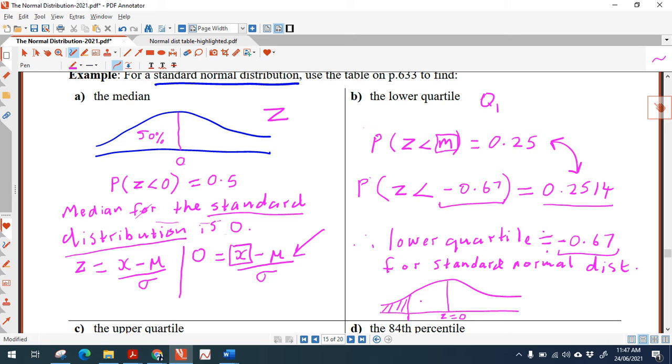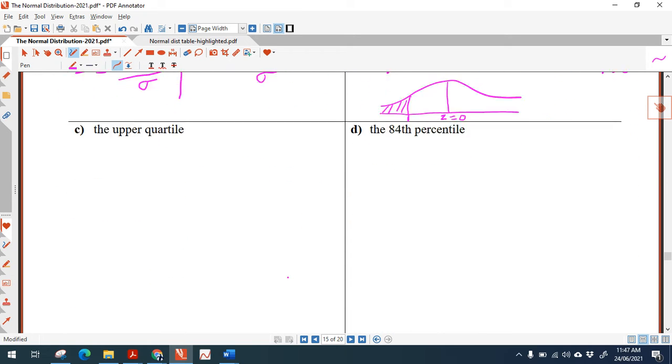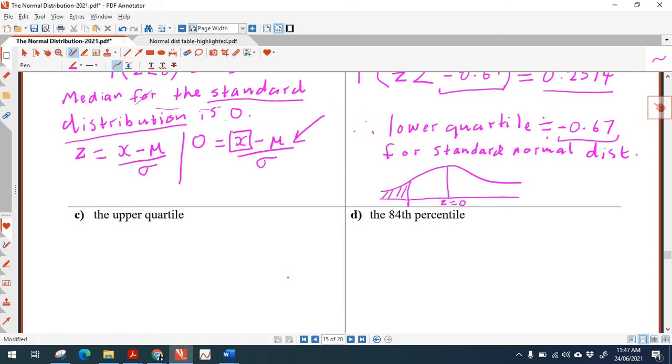Okay, so let's have a look at the next one, the upper quartile. The upper quartile is Q3, of course, and for Q3 we know that 75% of the data is below Q3. So let's try working out again. We want to find the probability that the z-score is less than a particular number, which we're trying to find, and that probability is equal to 0.75, because we know 75% is 0.75.